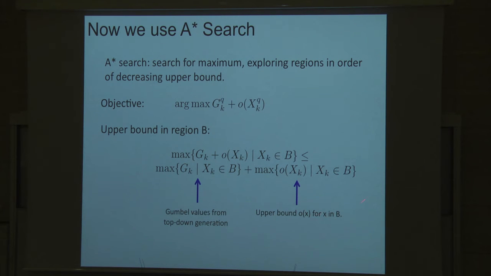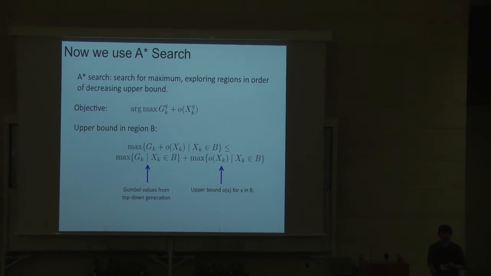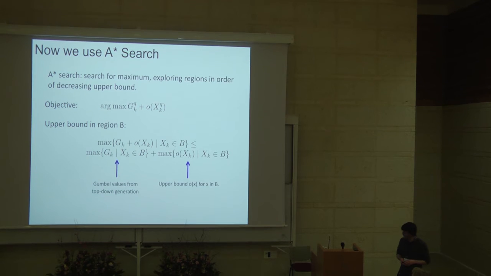And then in order to compute an upper bound on this O function for some region of space, we resort to all of the methods people know about in machine learning, where you use convexity or interval methods. There are various ways of coming up with bounds on functions. We're quite good at that.